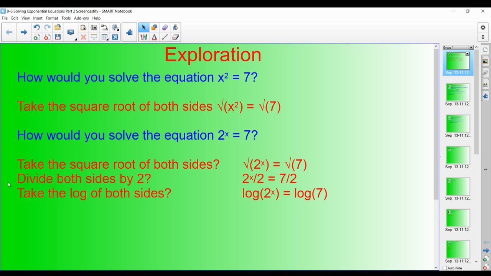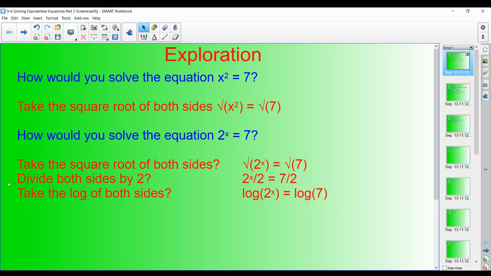Hello everyone. Today we're going to tie logs with exponents and solving. So we're going to talk about how we solve equations, and when we need to use a logarithm and when we do not need to use a logarithm. The first two questions are exploration. How do I solve x squared equals 7? And how do I solve 2 to the x equals 7?